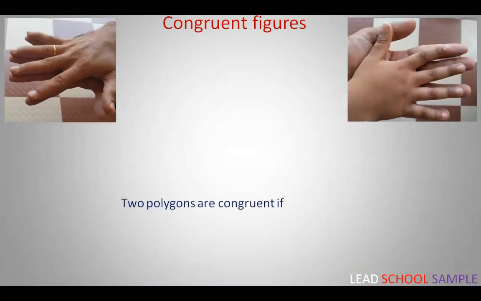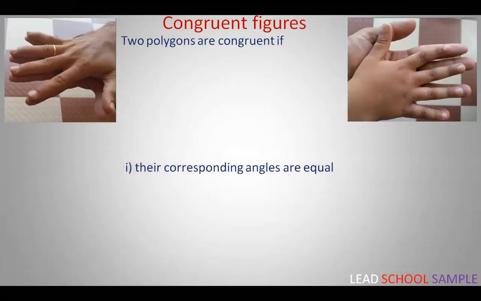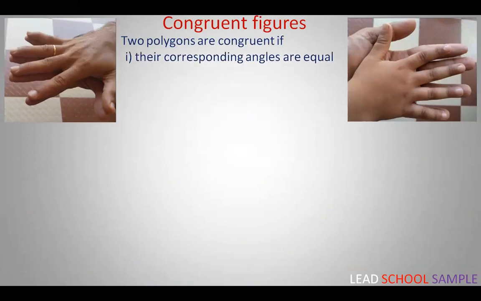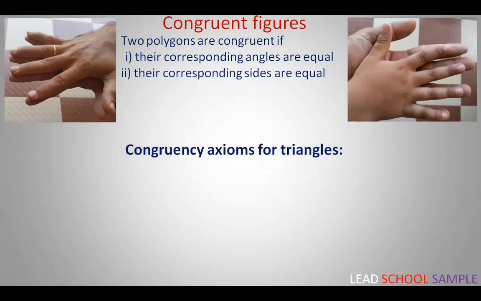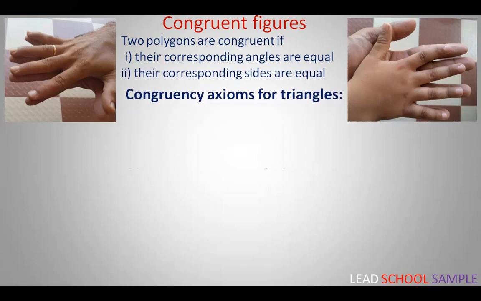Two polygons are congruent if their corresponding angles are equal. That means they will have the same shape, and their corresponding sides are equal. That means they will have the same size. The same definition can be applied for congruent triangles. That means you need to check whether three corresponding angles are equal, and whether three corresponding sides are equal. So in total, 6 measurements you have to check.